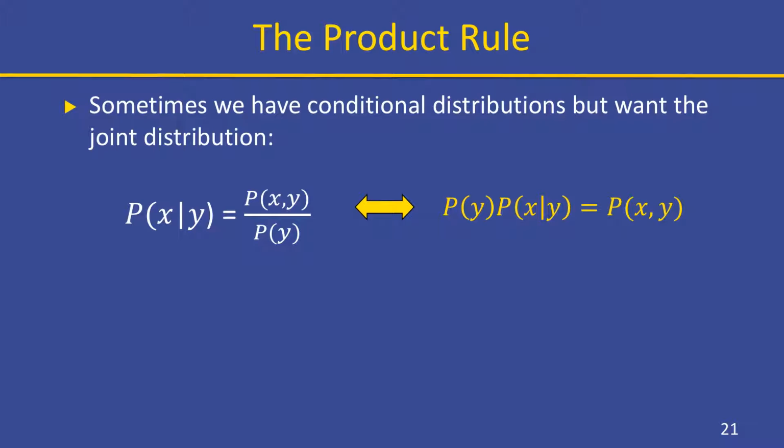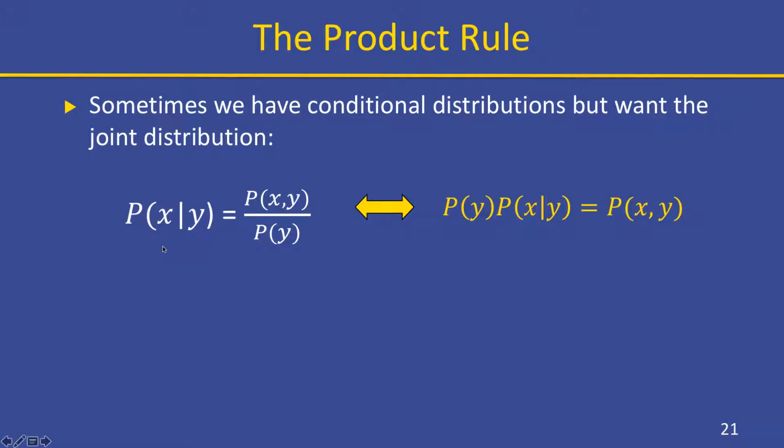So before we get to probabilistic inference, we need to introduce a couple of important rules. Sometimes we have conditional distributions, but we want the joint distribution. So the product rule allows us to get the joint distribution if we have the conditional distribution. The product rule can be easily derived from the definition of conditional probability.